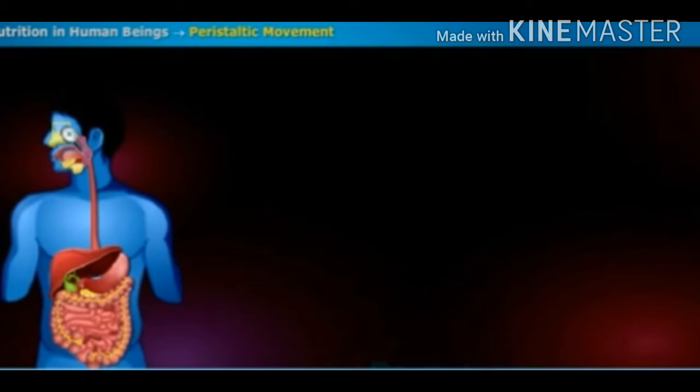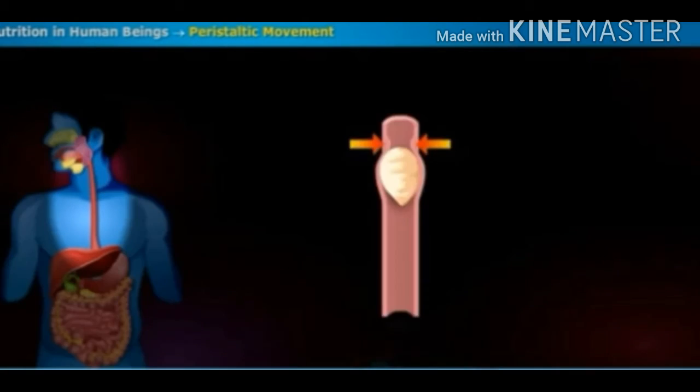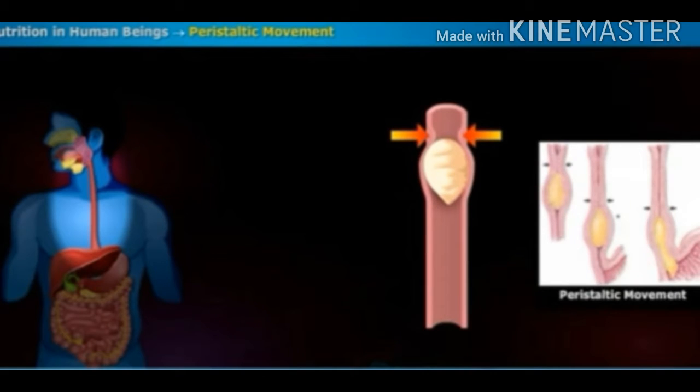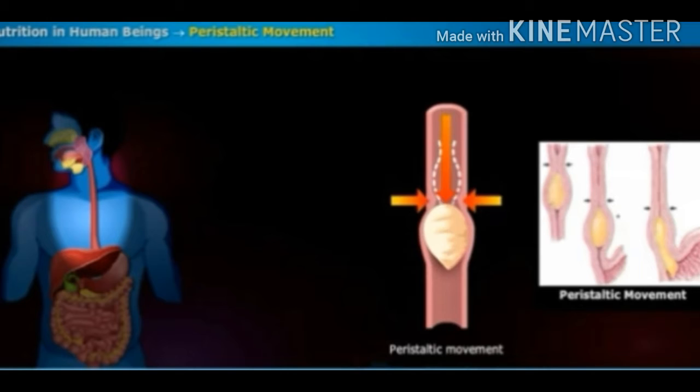Let us now learn about the movement of food from the esophagus to the stomach. It is technically called peristaltic movement. The soft food that is mixed with saliva passes through the esophagus, or food pipe, to the stomach by a wave-like movement called peristaltic movement.